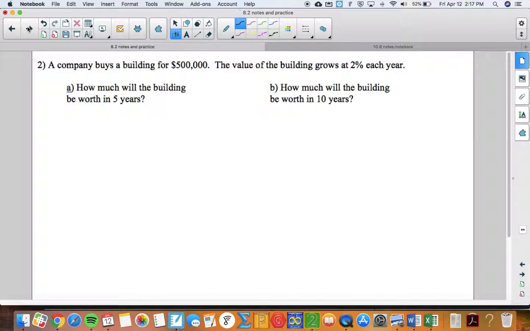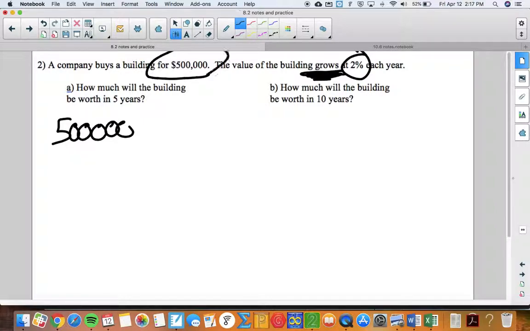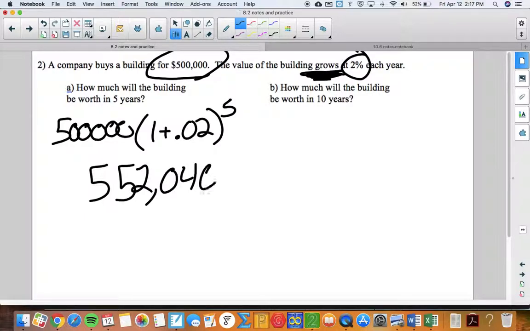Okay, a company buys a building for $500,000. The value of the building grows at 2% each year. How much is the building worth in 5 years? So initial investment is this. Now, a big piece of information here, folks, that we can't overlook is that it grows at 2% every year. So that means that we're taking the value, which is 1, and then adding to it 0.02. And they are wondering about after 5 years, you would get $552,040.